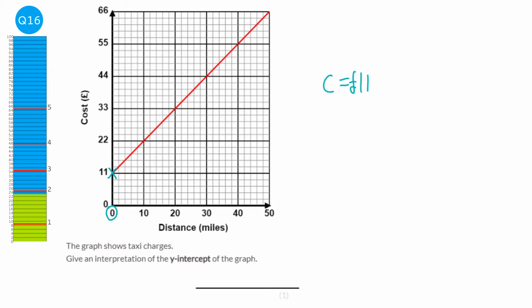So at 0 miles, we've had to pay the taxi man or woman £11. So we know that therefore the taxi costs £11 at the start. Let's leave it at that. Okay, so the initial charge, or the cost for the taxi turning up, is £11.